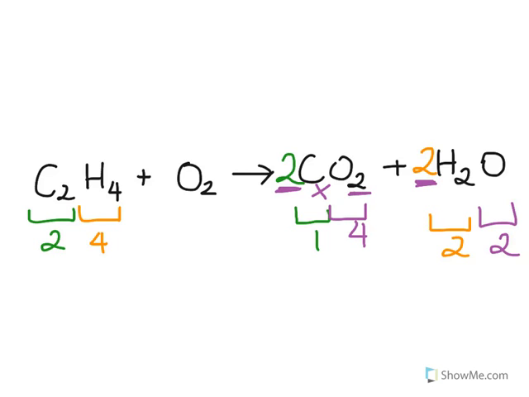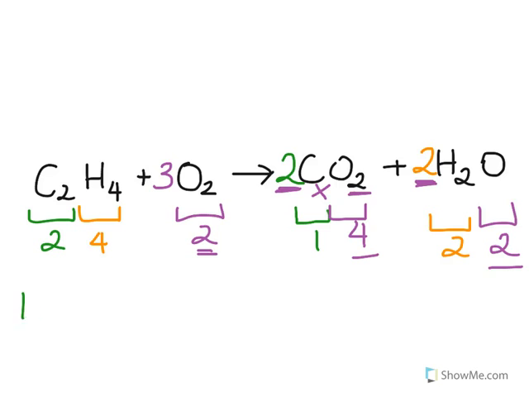So on this side, I have a total of 6 oxygens. And on this side, I only have 2. So what can I do to balance this 2 out? Times it by 3. Now, let's go through and let's double check.